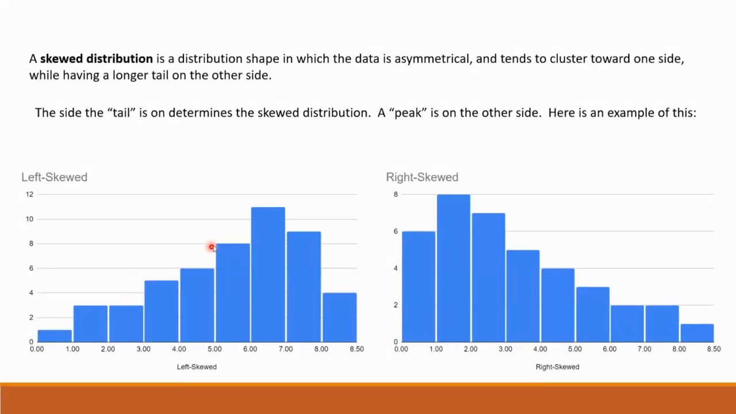You say this is left skewed because the tail is on the left side. Here it's right skewed because the tail is on the right side, as you can see. So this is not symmetrical. You can imagine that whatever the center is, if you were to fold it along the center, the left side and the right side would not match up. So this is not symmetric. Asymmetrical, in other words.